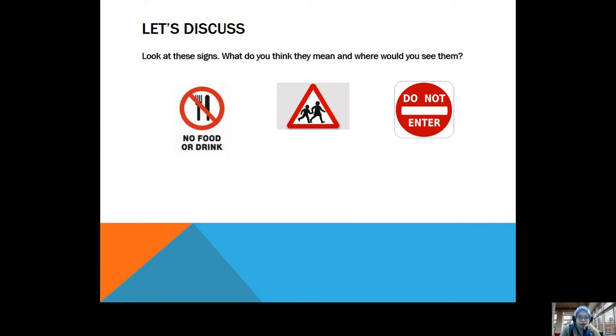Okay, let's discuss. Look at these signs. What do you think they mean and where would you see them? Okay, number one, no food or drink. Huh, where you can find this? Maybe in your lab? Lagi mana? Public transport? Kan, public transport pun boleh ada juga.